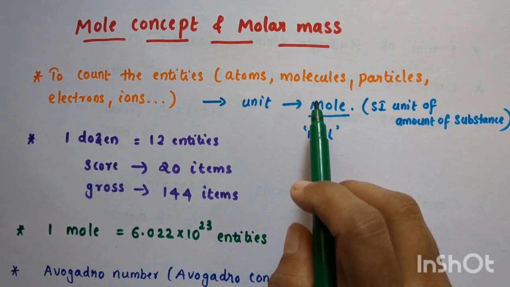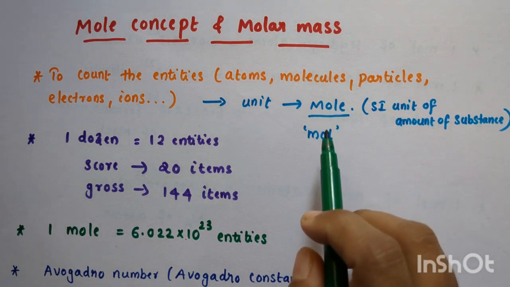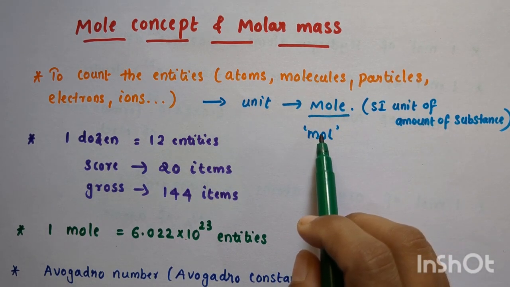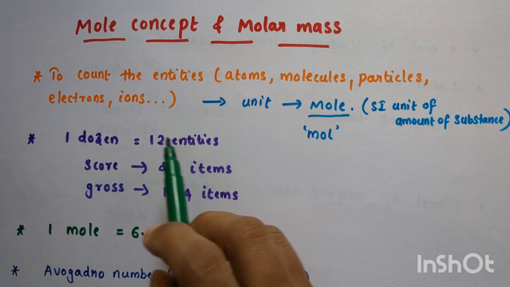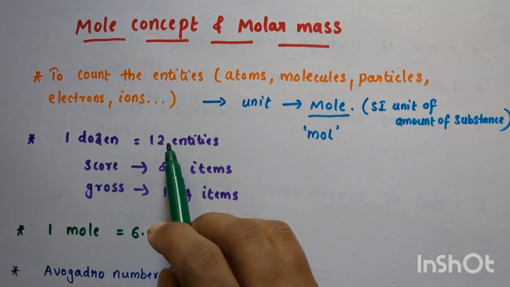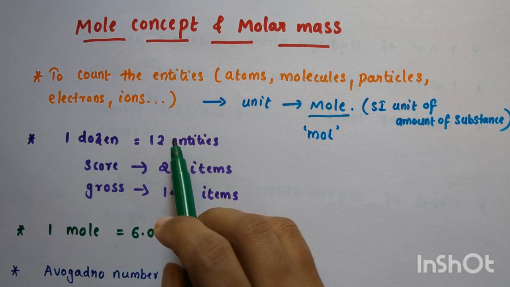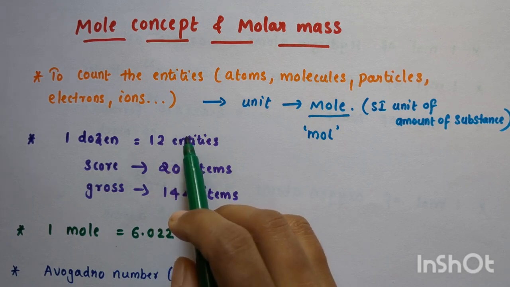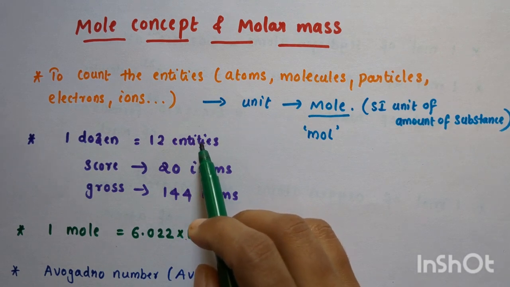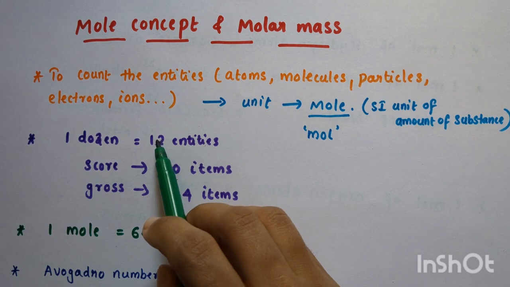You see, in the SI system, the SI unit of amount of substance is taken as mole. Its symbol is mol. Just like we use 1 dozen for 12 items. That is, 1 dozen is equal to 12 entities. These entities can be apples, that is 12 apples is equal to 1 dozen apples, 12 bangles, 12 pens, anything. Entities can be anything: apples, bangles, pens, pencils, whatever it is. For 1 dozen, the numerical value is 12.